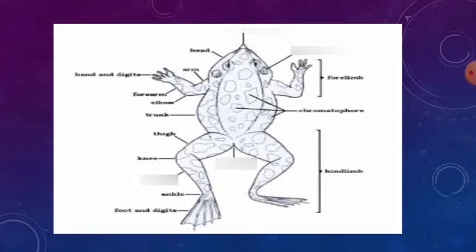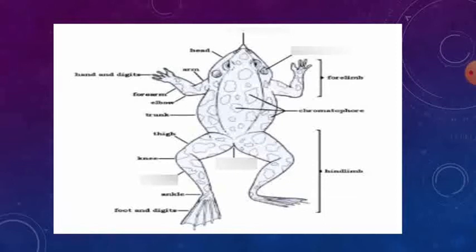So the hind limbs are used for jumping and swimming purpose. So here, forelimbs and hind limbs. As I said, the forelimbs consist of three distinct regions: proximal upper arm, middle forearm, and distal hand, and a hand that consists again of three regions: wrist, palm, and fingers.